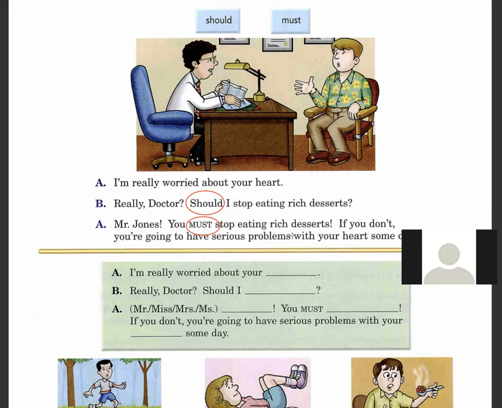So if this person asked a friend, hey, should I stop eating rich cakes? They might say, yeah, you should. But that does not show a sense of urgency. This is something that has to happen. Okay? So let's look at the template here. Maybe we could do a few. And get ready to take a picture so you can continue on.